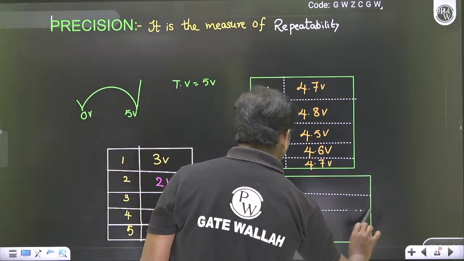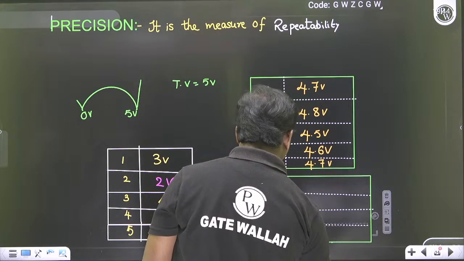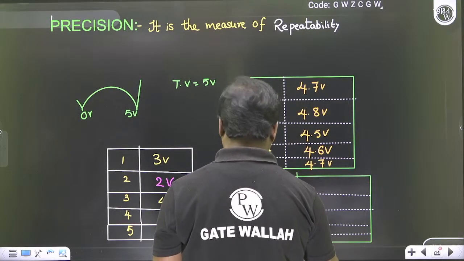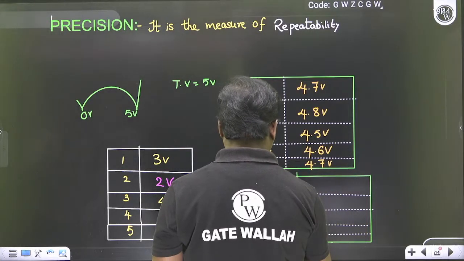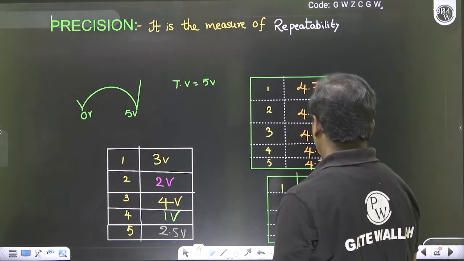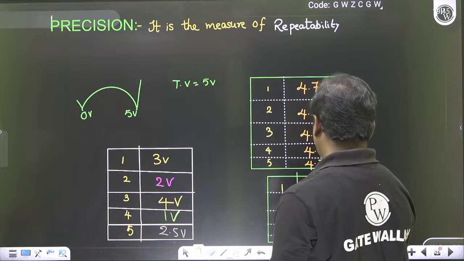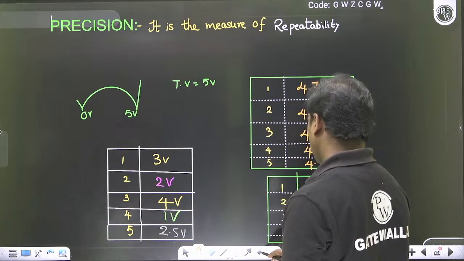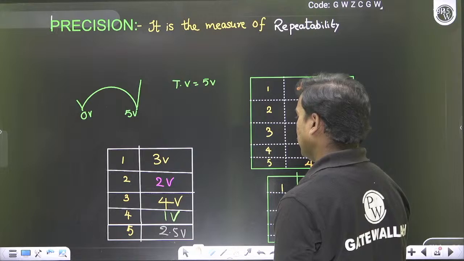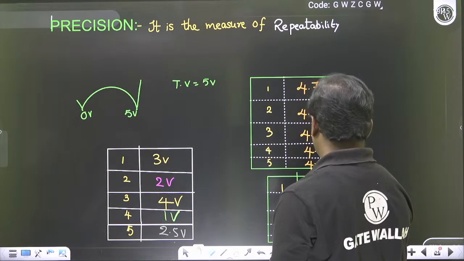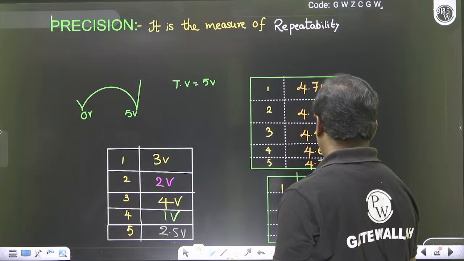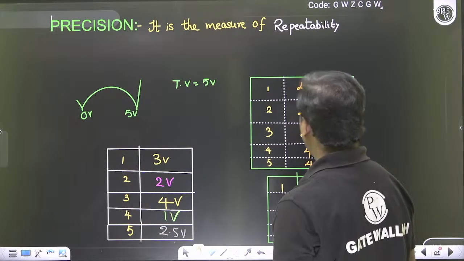Now see the different scenarios. Suppose here, 1, 2, 3, 4, 5. Suppose you see this set: 2 volts, 2.4 volts, 2.5 volts, 2.35, 2.54, 2.5. Now what do you understand?